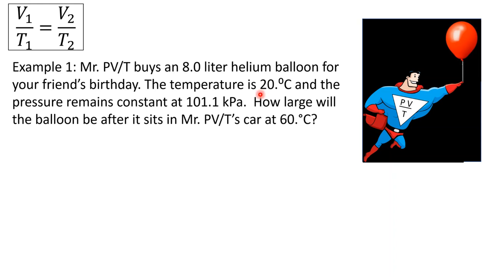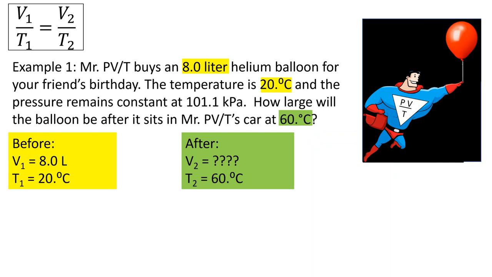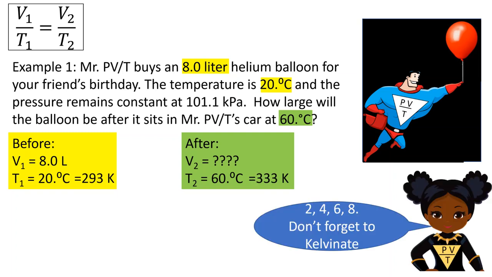Serious note here. This is why you don't leave pets in cars, because when the sun is shining on a car, the temperature increases, and 60 degrees C is pretty darn hot. Okay, we're going to identify our beginning variables, 8 liters and 20 degrees Celsius, and our ending variables, we don't know volume, but our temperature is 60 degrees Celsius. 2, 4, 6, 8. Don't forget to kelvinate. All right, there we've got 293, 333. We put them into our equation, and we're ready to solve.